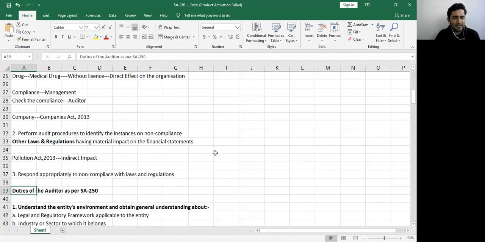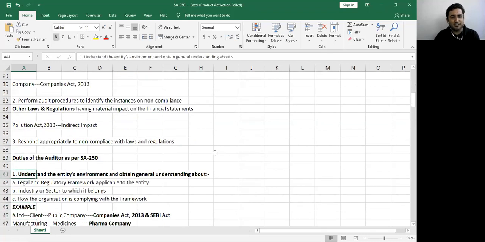Right? Third point. The third point says you must respond appropriately to non-compliance with the law and regulation. First, you will obtain sufficient appropriate audit evidence. Second, you will perform audit procedures to find out whether there is any other law or regulation which is material and compliance is important. And third, if there is any non-compliance, you will respond appropriately to that non-compliance with the law and regulation. Right? Your next point is what are the duties of the auditor?